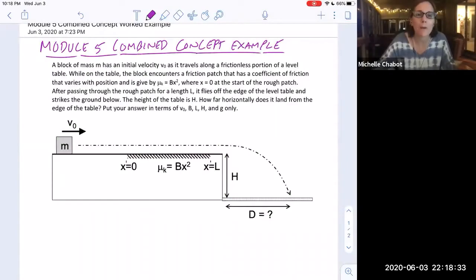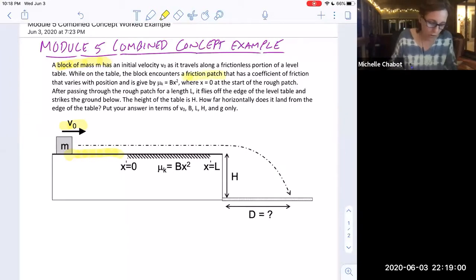In this combined concept example, I'm going to work through one that involves the idea of work and projectile motion. So here we have a block of mass m, and it has some initial velocity v naught. And it's traveling along this frictionless portion of a level table, which means it's just going to keep that same velocity that whole time. And then while on the table, the block encounters a friction patch.